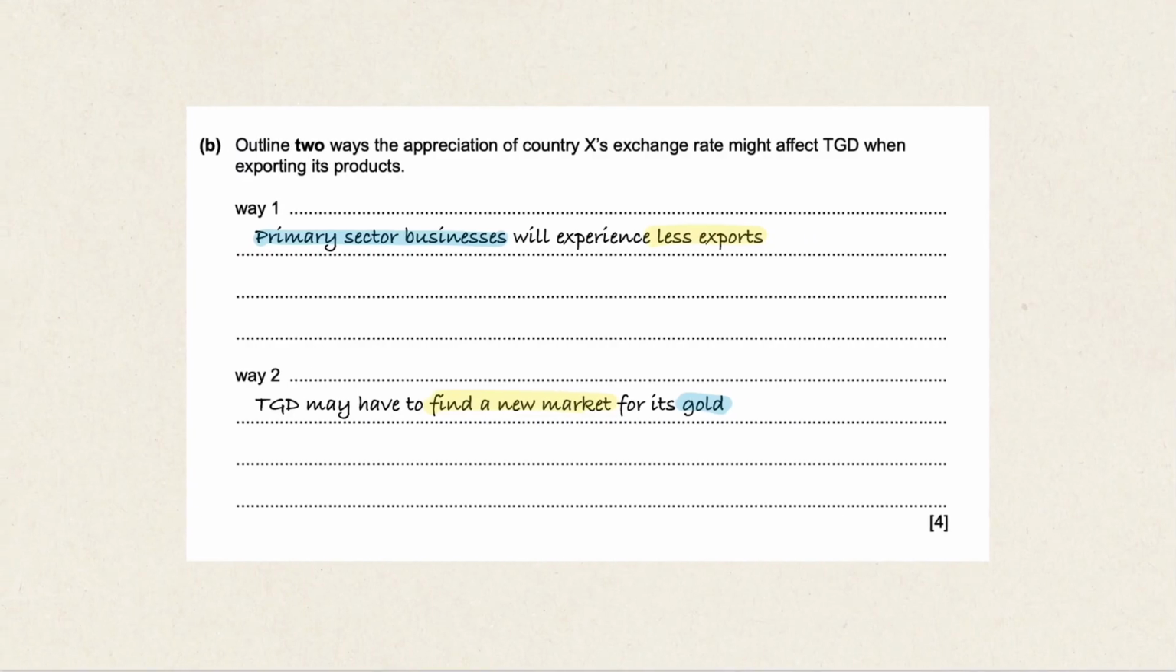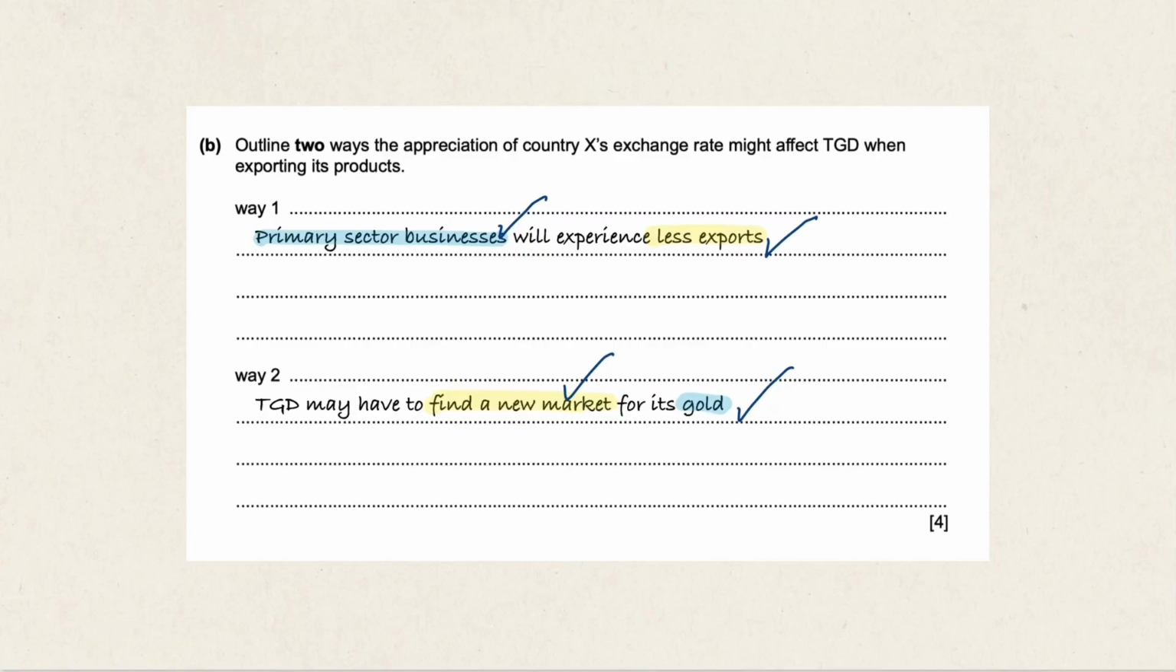As primary sector businesses is part of the case study, this is 1 application mark, and less exports is a knowledge mark. And for way 2, TGD may have to find a new market, which is our knowledge mark, for its gold, which is our application mark.